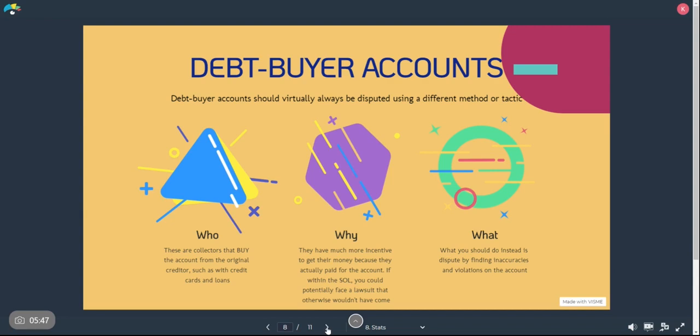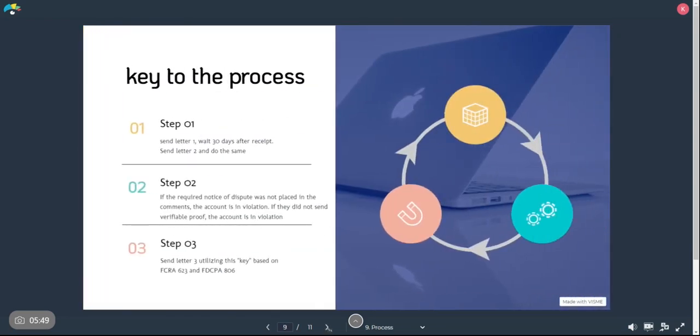So the key to the process is step 1: send letter 1, wait 30 days after the receipt, send letter 2, and do the same. Step number 2: if the required notice of dispute was not placed in the comments on this account by the 30th day after they received letter 1, we're not even talking about letter 2, we're talking about letter 1, the account is in violation. If they did not send verifiable proof, the account is in violation. Step number 3 is sending letter 3 utilizing the key based on FCRA 623 and FDCPA 806B. That is the entire key to the VOD process.